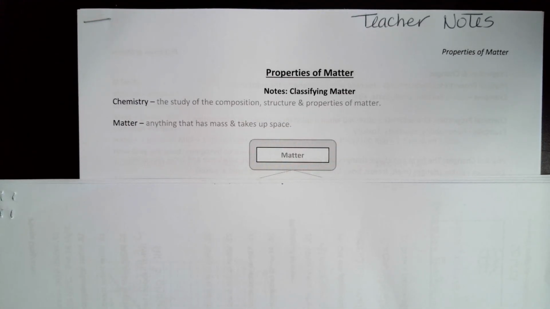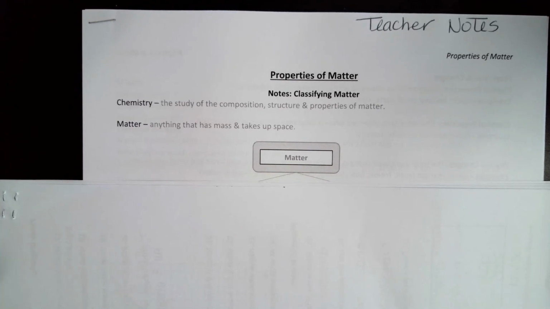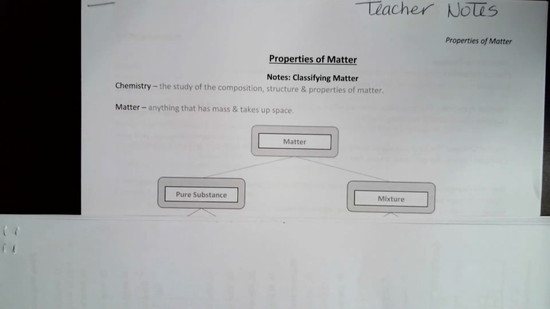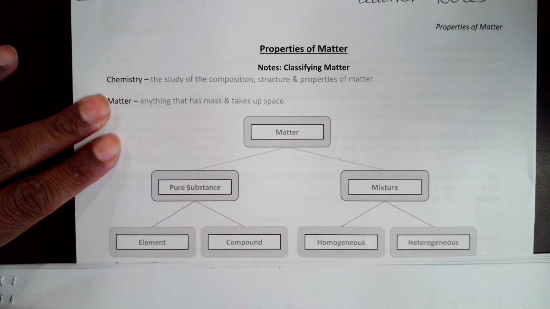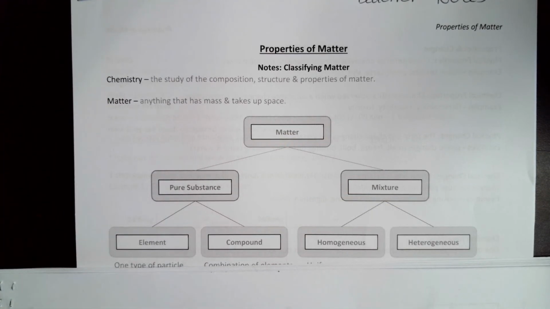Now we're going to expand a little bit regarding matter. Matter falls into two categories: pure substance and a mixture. All right. So let's start with pure substance.